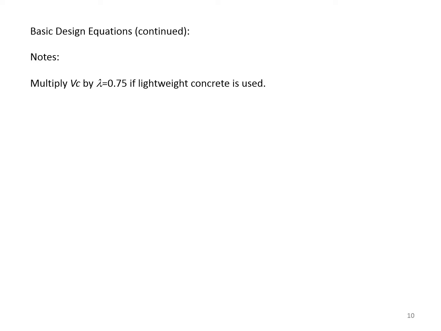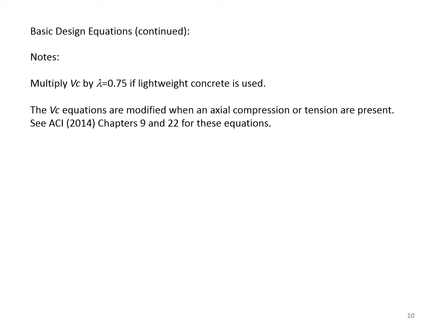We multiply V sub c by parameter lambda equal to 0.75 if lightweight concrete is used. The V sub c equations are modified when an axial compression or tension are present. See ACI 2014 chapters 9 and 22 for these equations.